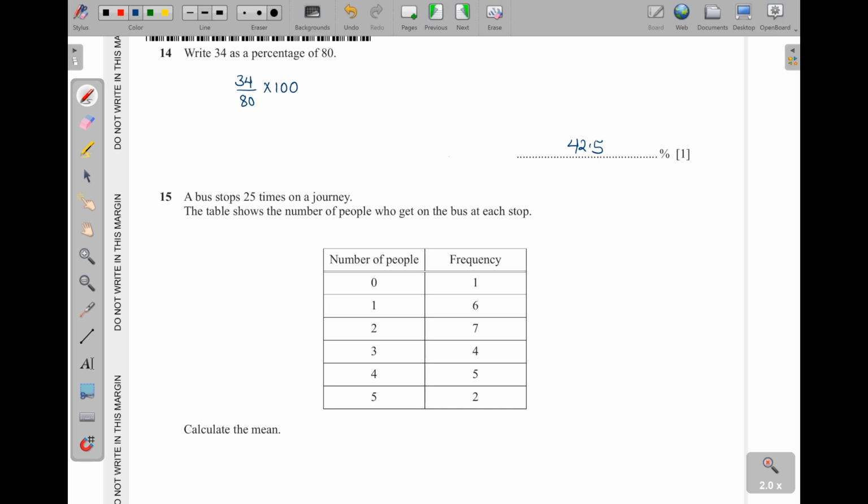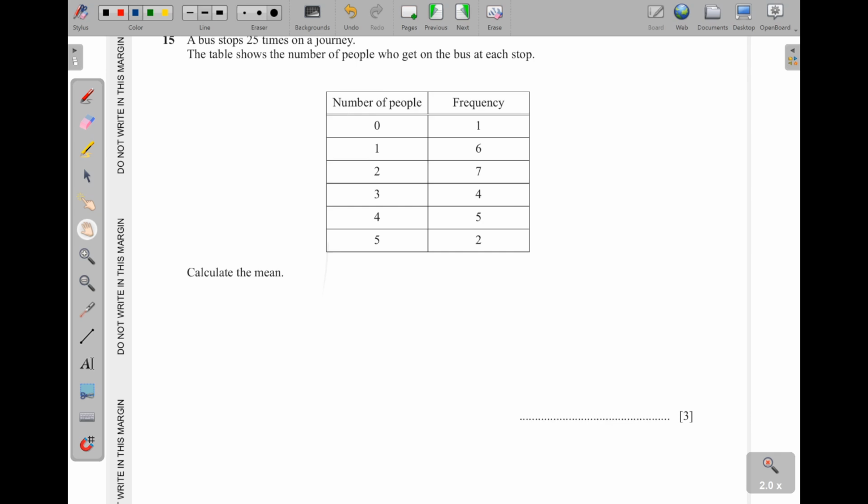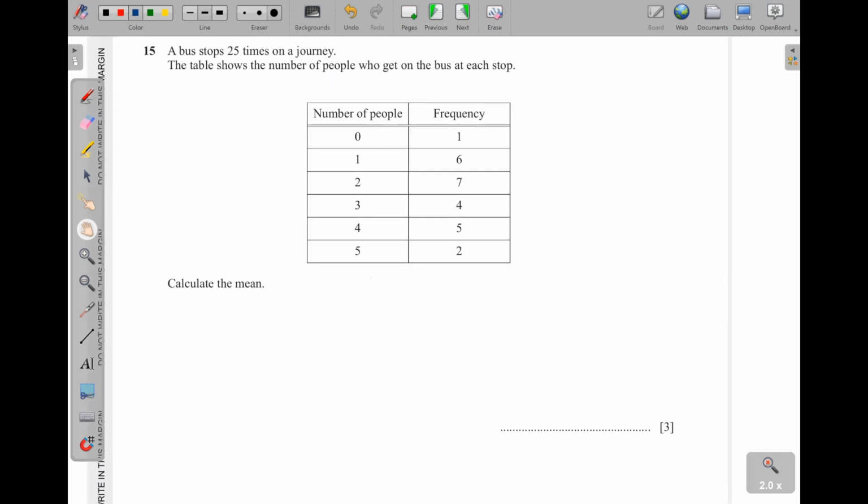Question 15. A bus stops 25 times on a journey. The table shows the number of people who get on the bus at each stop. Calculate the mean. So for mean, we are supposed to add all the numbers and we divide by how many they are. But since this one includes frequency, in other words, the numbers are appearing more than once, then we say summation of fx divided by summation of f. What does this one mean? 1 is appearing 6 times. I'm not going to say 1 plus 1 plus 1 plus 1 like that. No, I will be wasting time.